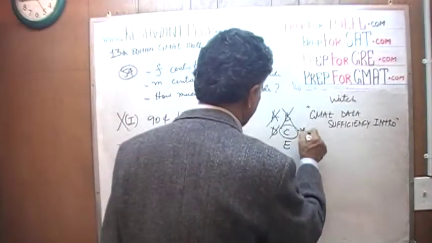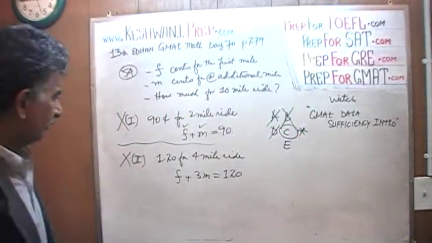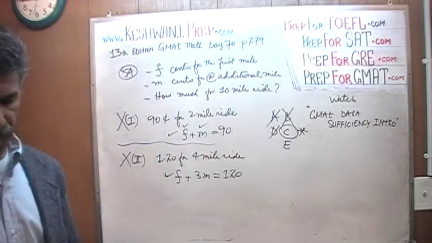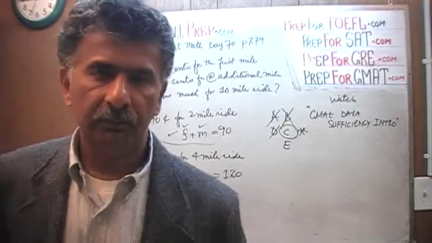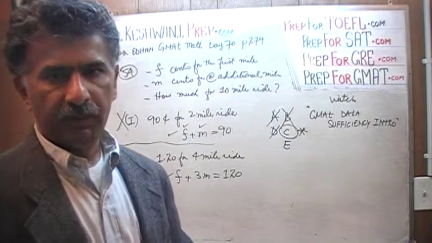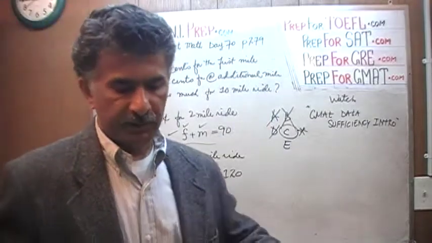We don't have to do anything to realize that. The answer is going to be C because we have two independent equations and we have two unknowns. We can solve for the two unknowns with the two independent equations, and once we have the values of F and M, we can figure out what the cost is going to be of a 10-mile ride or any length of ride. The answer is C.